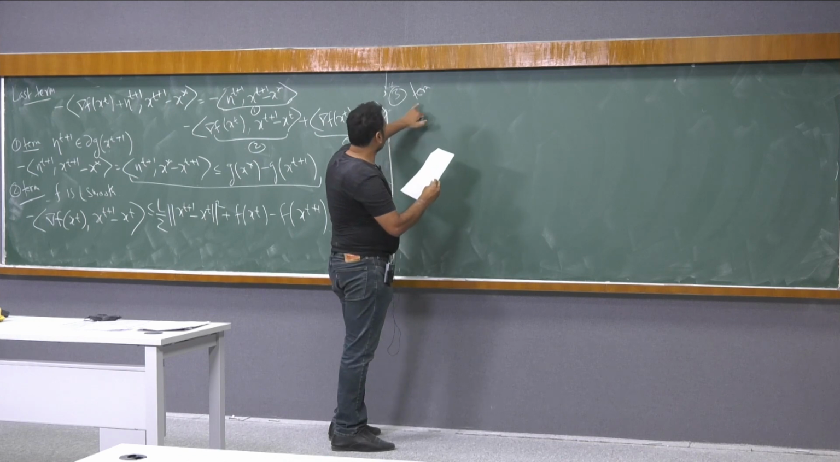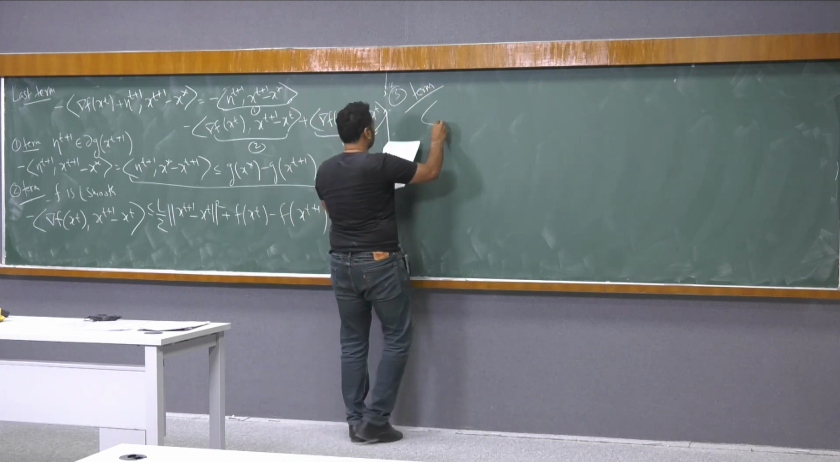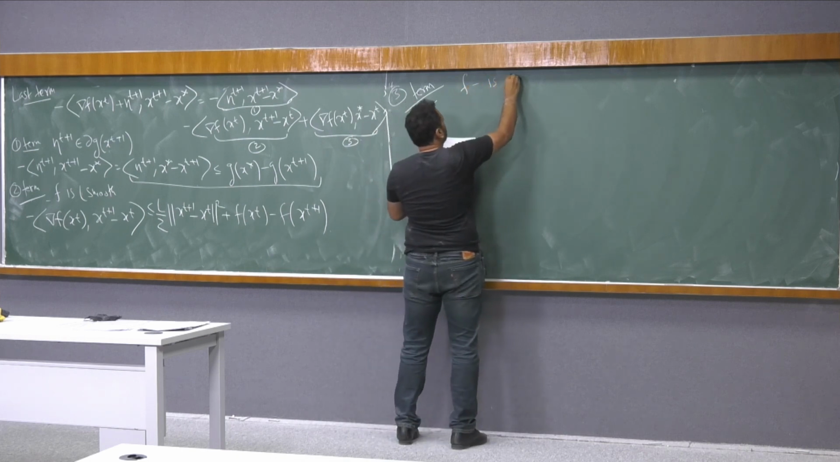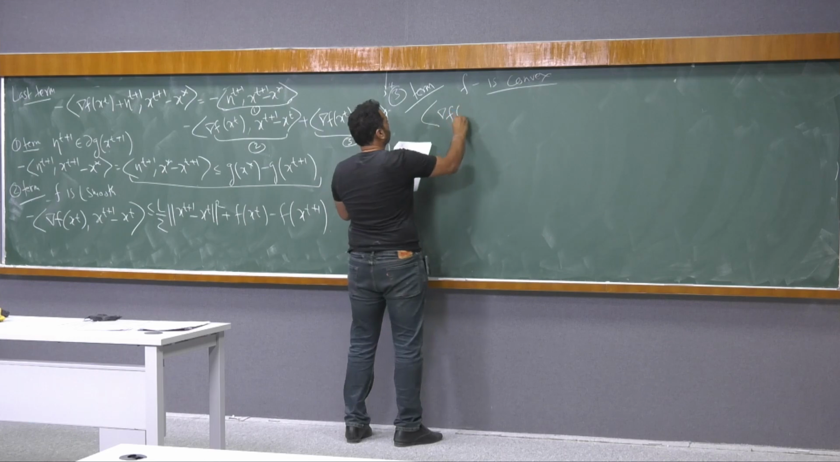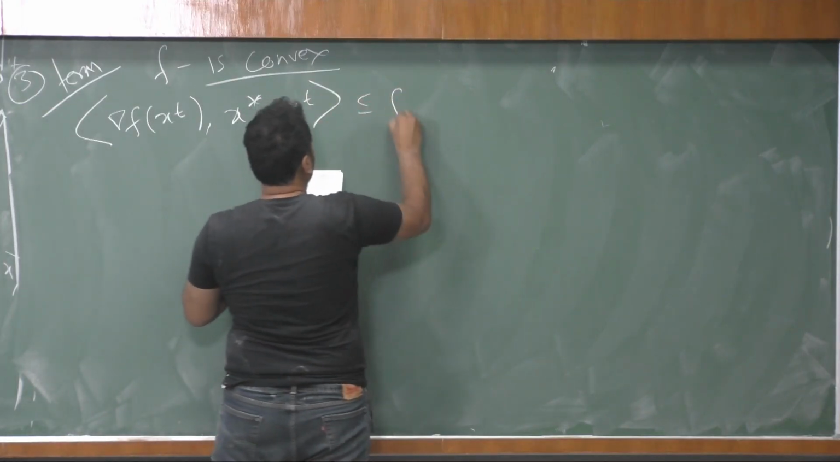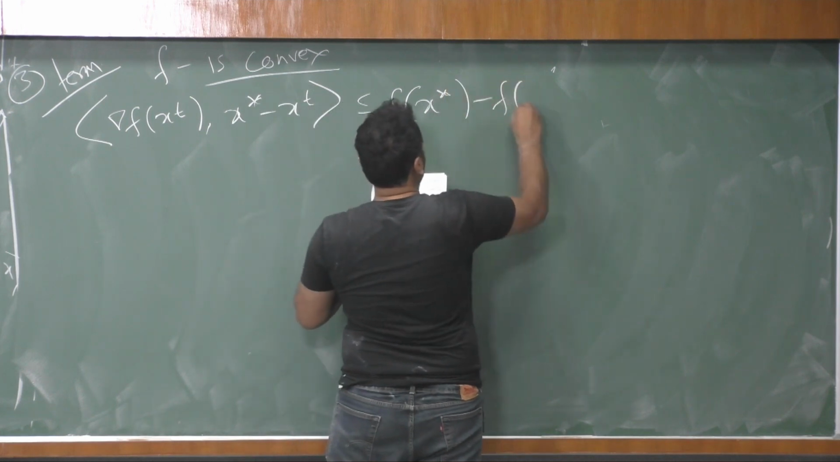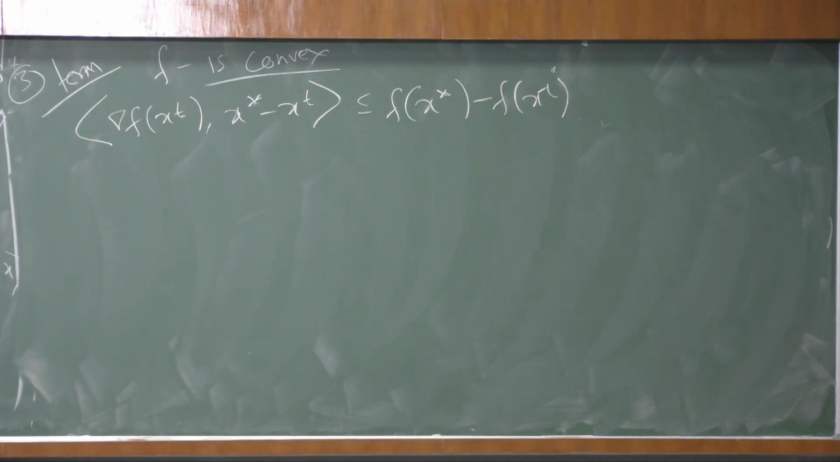So the third term is bounded by the convexity of F. This gives me grad F(xt), x star minus xt, is less than or equal to F(x star) minus F(xt). So with this we have a bound for the last term of the previous expression.